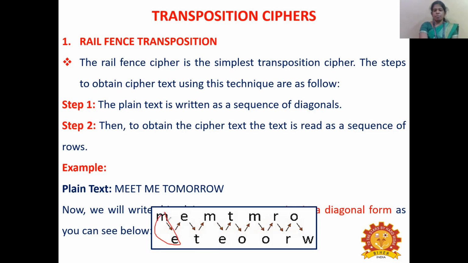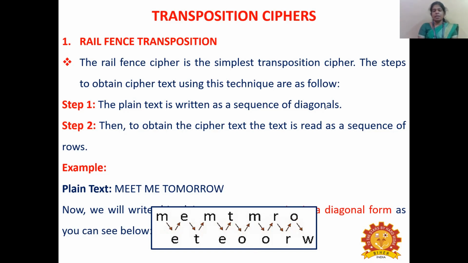This is a diagonal form. M-E-E-T-M-E, then T-O-M-O-R-O-W. So first step is nothing but plain text is written as a sequence of diagonals. We wrote it in a diagonal form, meet me tomorrow.